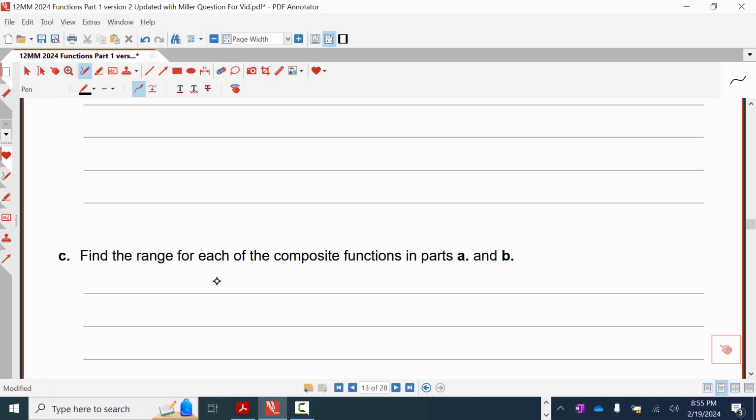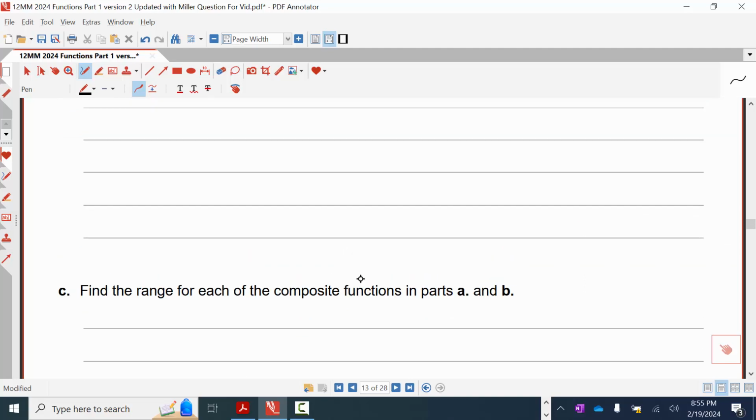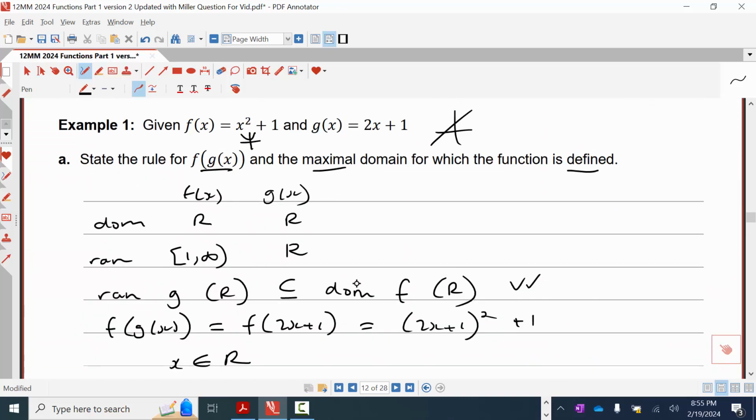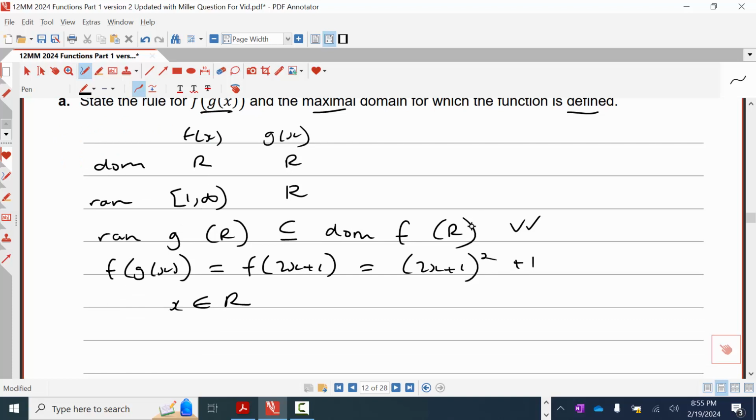Okay, find the range for each of the composite functions in parts A and B. So I'm just going to do this within the question. Okay, so let's go back to this first one. Now the composition we formed is this one here, and I just need to know its range. So if x is an element of all reals, then the parabola is going to be true for all reals. Now these values in here will shift this parabola half a unit to the left and 1 unit up. So that's what the parabola is going to look like. So we're just going to say y is an element of, now the lowest value is 1, the highest value is positive infinity.